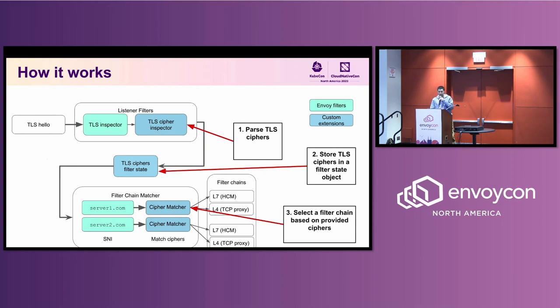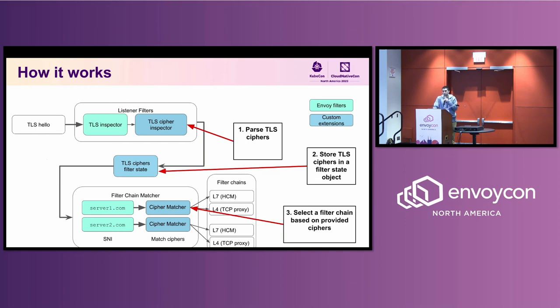The first was a listener filter, the TLS cipher inspector. If you're doing SNI in Envoy, you need to enable the TLS inspector. This is what provides a host of important information to the filter chain matcher object in order to select a particular upstream. It parses out important information like the SNI hostname, for example, but it also provides other useful things like ALPN and TLS version and all that other helpful stuff, but very critically, does not provide the TLS ciphers that the client provides.